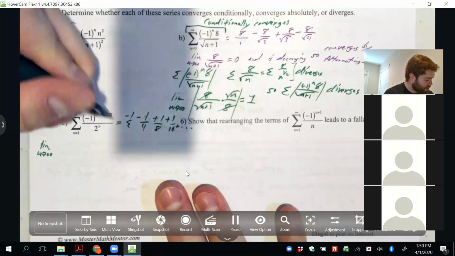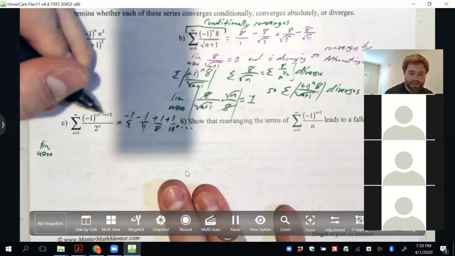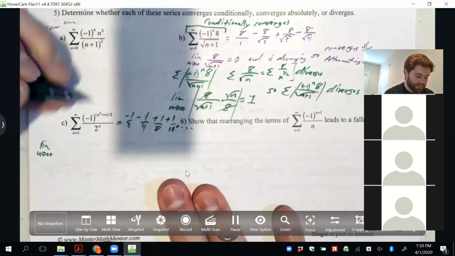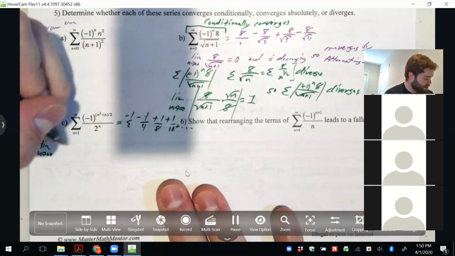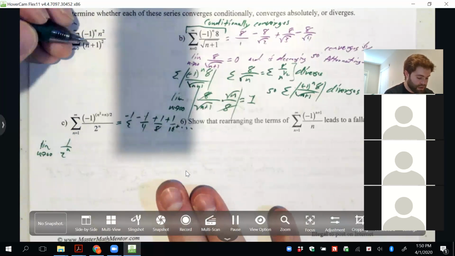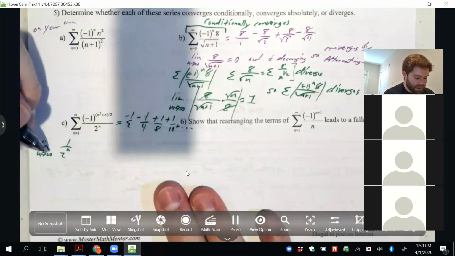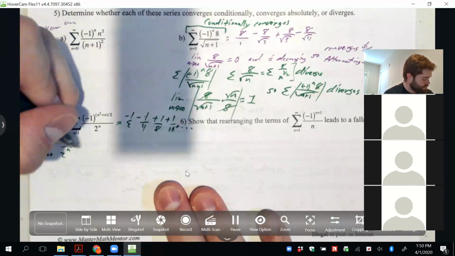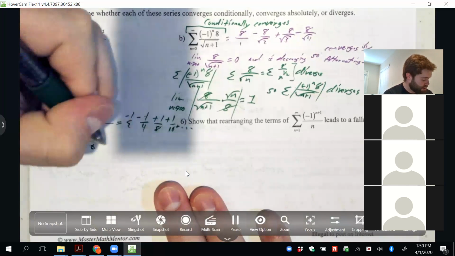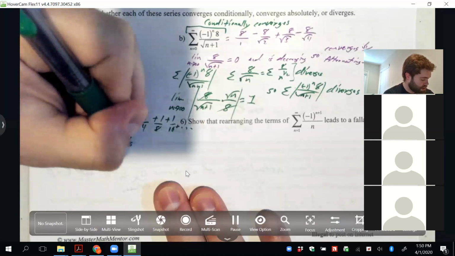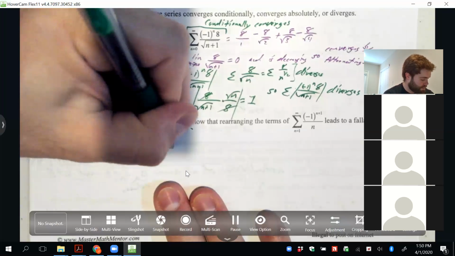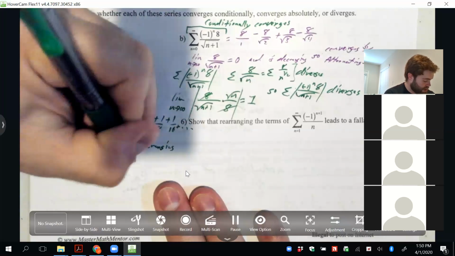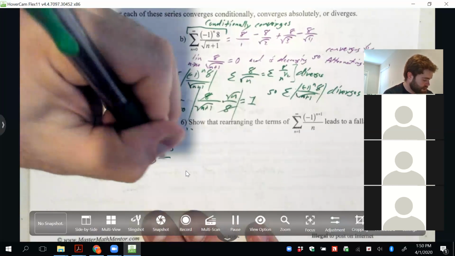Well, if we now do the limit, that top thing is just making a negative, positive thing. So we really just have the limit as n approaches infinity of 1 over 2 to the n. Well, that right there is going to go to 0 and is decreasing. So it converges by the alternating series test.